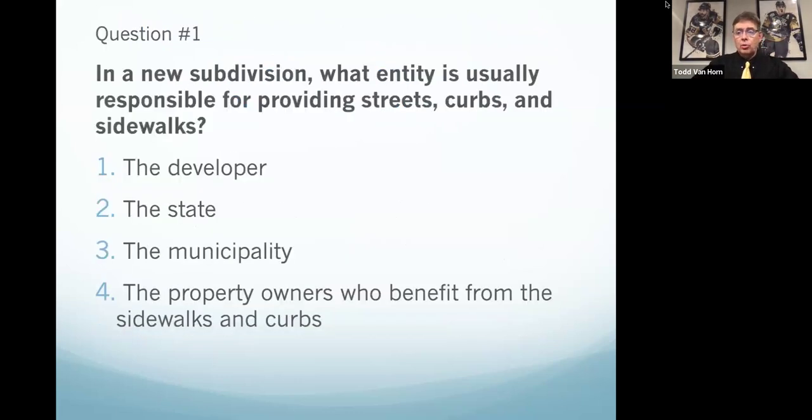So let's get started with some of the questions here. In a new subdivision, what entity is usually responsible for providing streets, curbs, and sidewalks? Is it the developer, the state, the municipality, or the property owners who actually benefit from the sidewalks and curbs? What do you think the best answer for number 1 is?